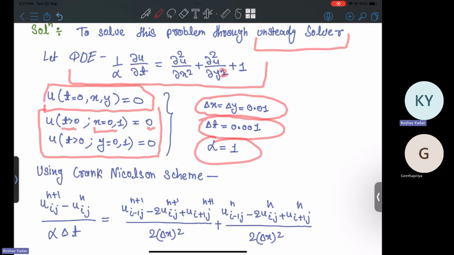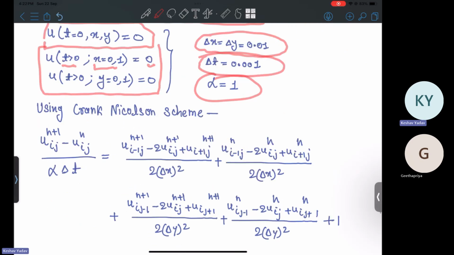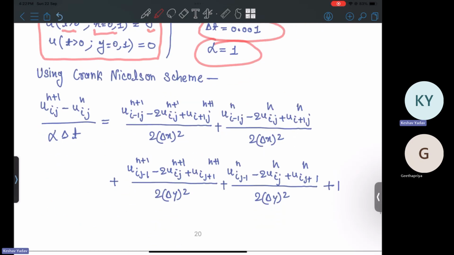Alpha, you can take any value, but here I am assuming 1. This we can define in the program. We can change the alpha value to get the solution for different alpha. Using the Crank-Nicolson scheme, this will be the discretized equation.